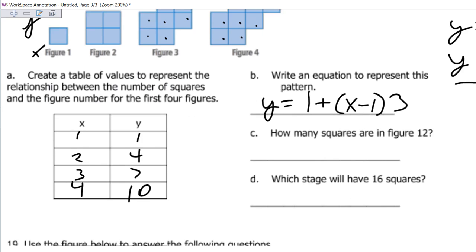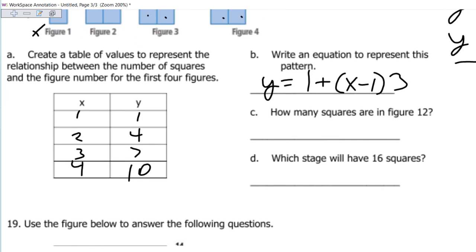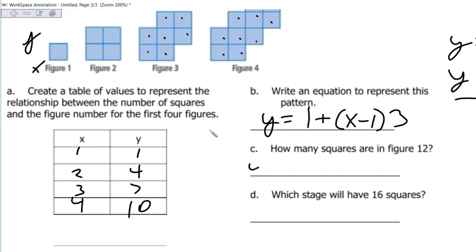So, how many squares are in figure 12? So what we can do is we can go y equals 1 plus 12 minus 1 times 3. So that would be, let's see, 12 minus 1 is 11. 11 times 3 is 33. Plus 1 is 34. And there it is.